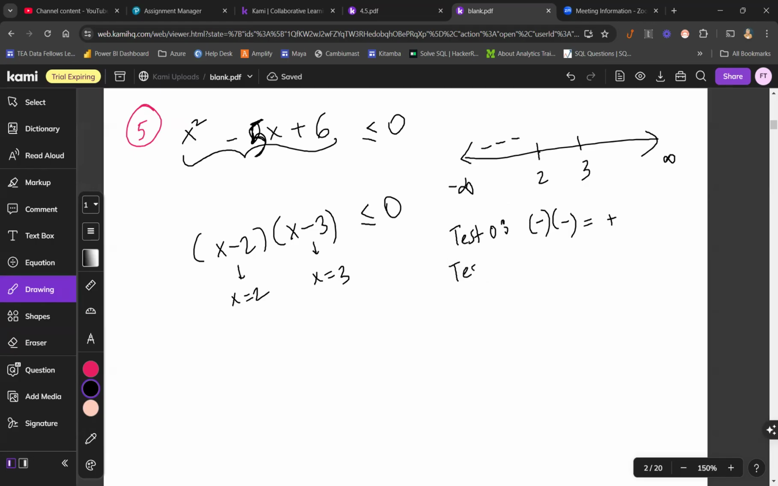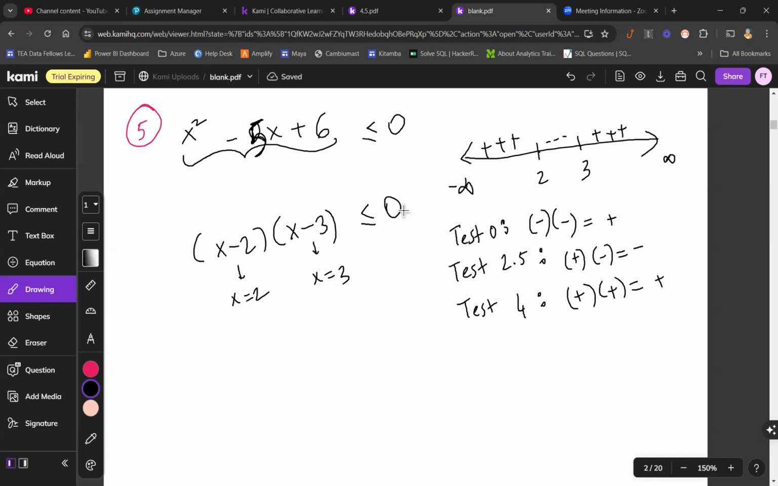If we choose something between 2 and 3, I'm going to choose 2.5. 2.5 minus 2 is a positive number. 2.5 minus 3 is a negative number. And then when I multiply a positive number by a negative number, I get a negative answer. And then finally, if I test something more than 3, something like 4, 4 minus 2 is positive, 4 minus 3 is positive, and then we multiply two positive numbers, we get a positive one. So this one is supposed to be positive, so we're only negative in the middle.